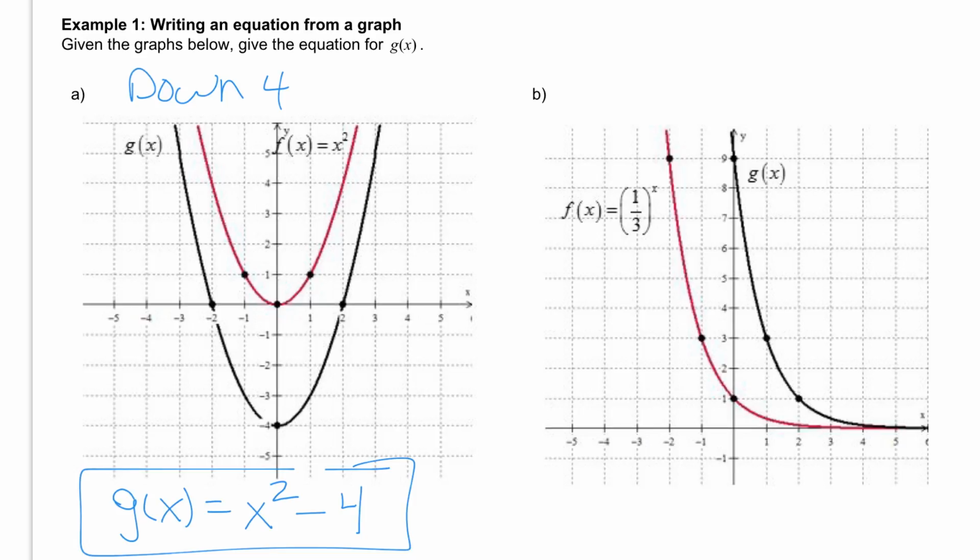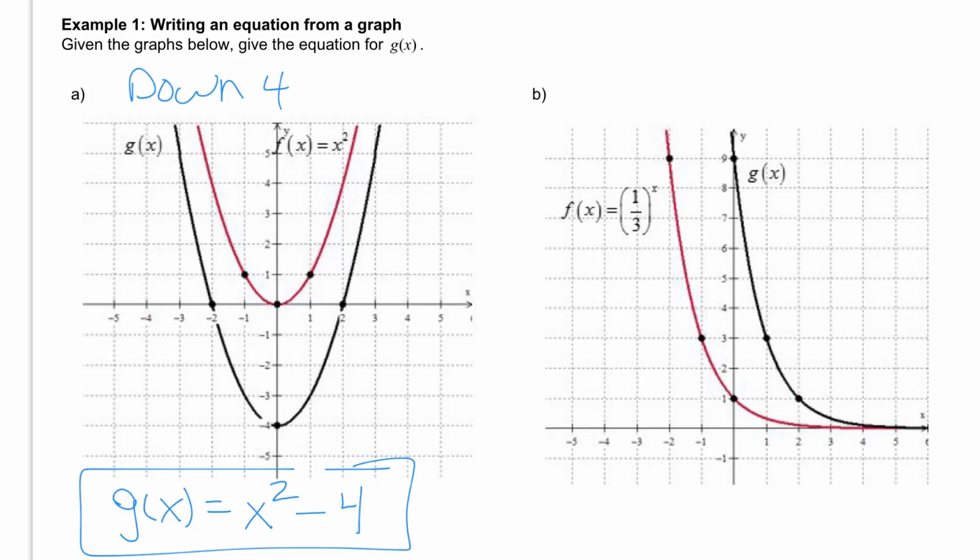If we take a look at letter B, we have f of x equals 1/3 raised to the x. So we have 3 points on our f of x graph, 1, 2, 3, and we're looking at 3 points on our g of x graph. And it looks like these 3 points are going directly across from each other, and they're moving to the right by 2. And it works for all 3.